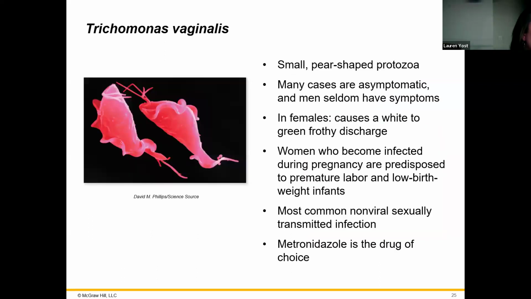All right, then we have Trichomonas vaginalis. This is a sexually transmitted disease. It is a protozoan. Men usually don't have any symptoms. In females, you can have a white to green frothy discharge associated with this infection. It can cause low birth weight infants as well as premature birth. And it is the most common non-viral sexually transmitted infection. There you go, for what it's worth.